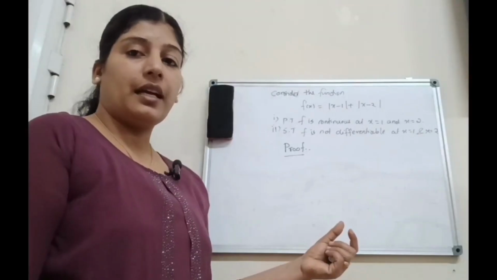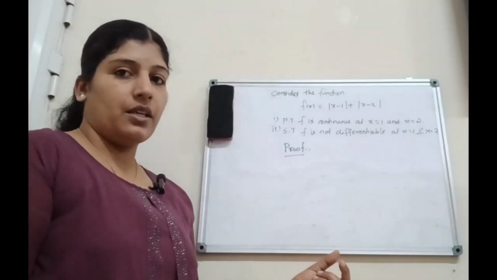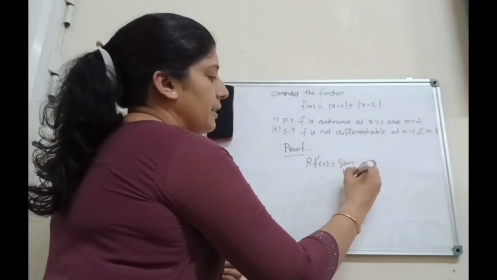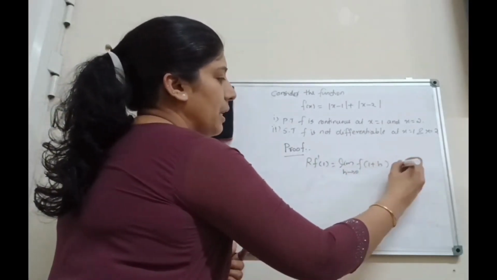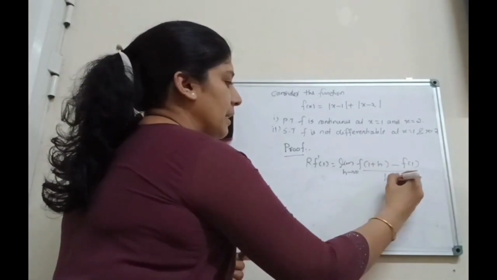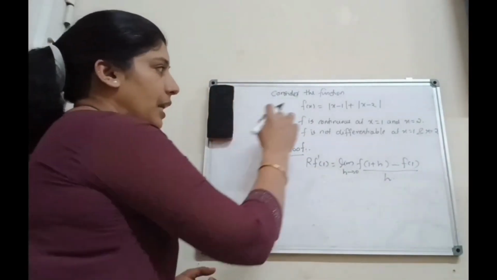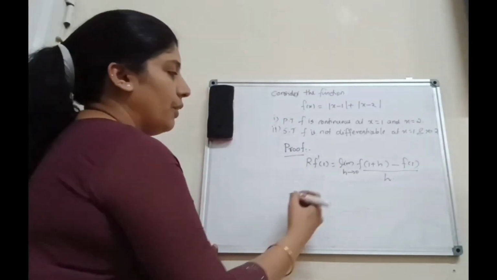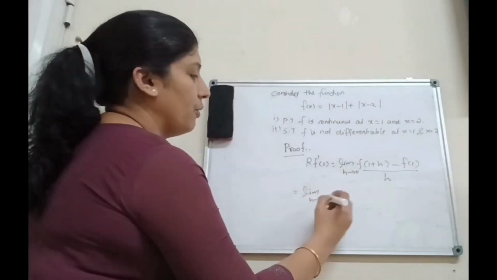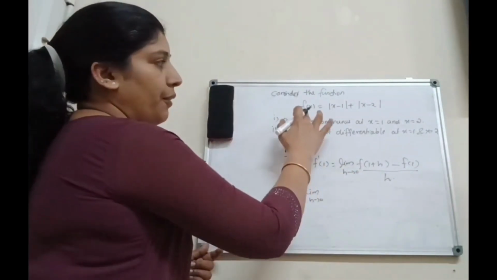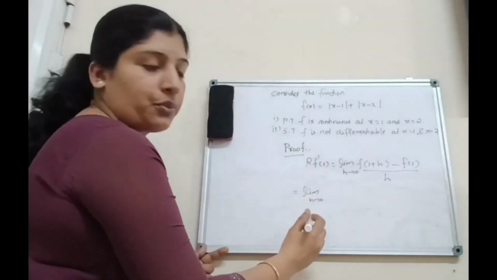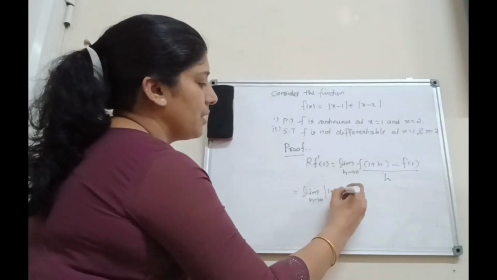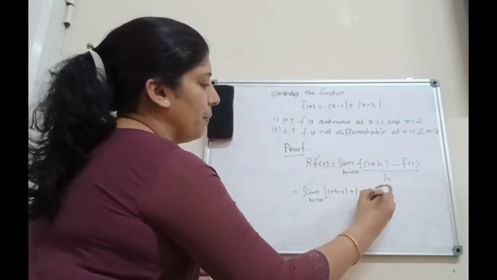Next we have to find the right hand derivative of the function f of x at x equal to 1. It is denoted by R f dash of 1. It is equal to limit h tends to 0, f of 1 plus h minus f of 1 divided by h. Now here the given function f of x equals mod of x minus 1 plus mod of x minus 2. It is equal to limit h tends to 0, f of 1 plus h. Then what is the value of f of 1 plus h? It is equal to modulus of 1 plus h minus 1 plus modulus of 1 plus h minus 2.